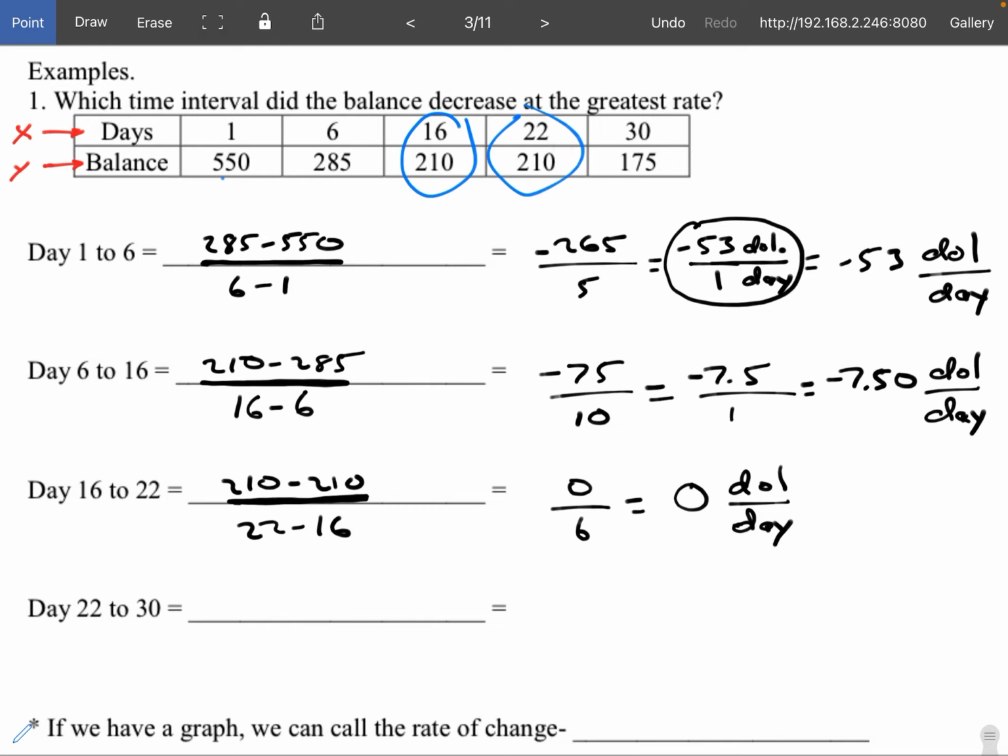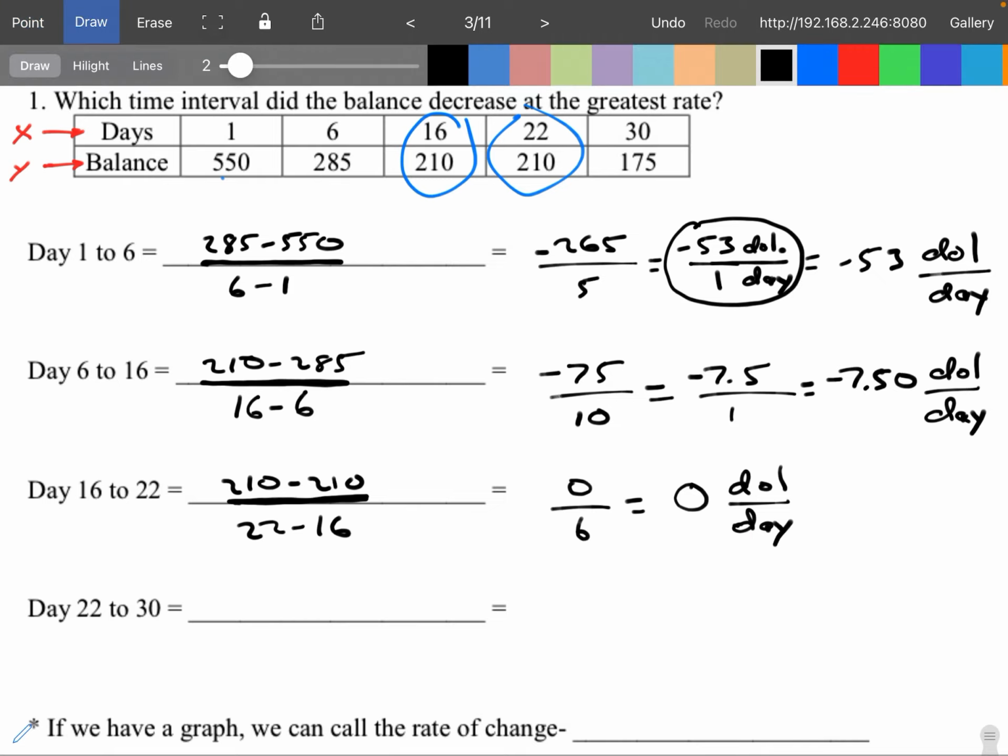Well, what's that tell you about the y values? What happened to the y values here? They didn't change, right? There was no change. So after 16 days, you had $210 in your bank account, and after 22 days, you still had $210 in your bank account. So there was no change. That's why this answer is 0 right here. So the amount of money is constant. The balance is neither increasing nor decreasing.